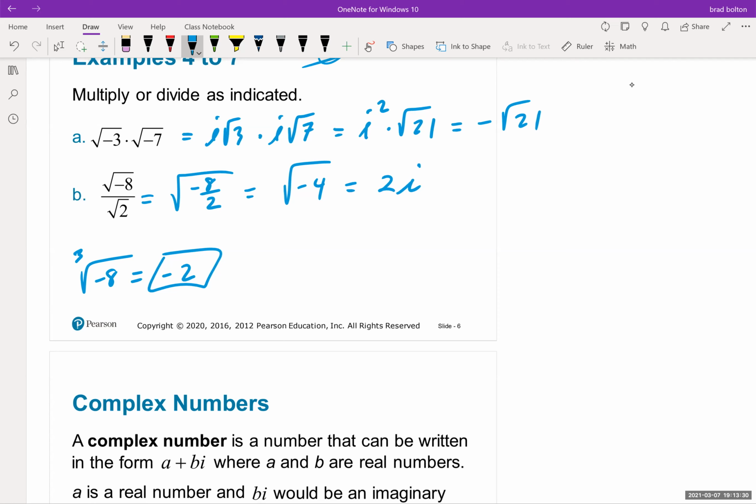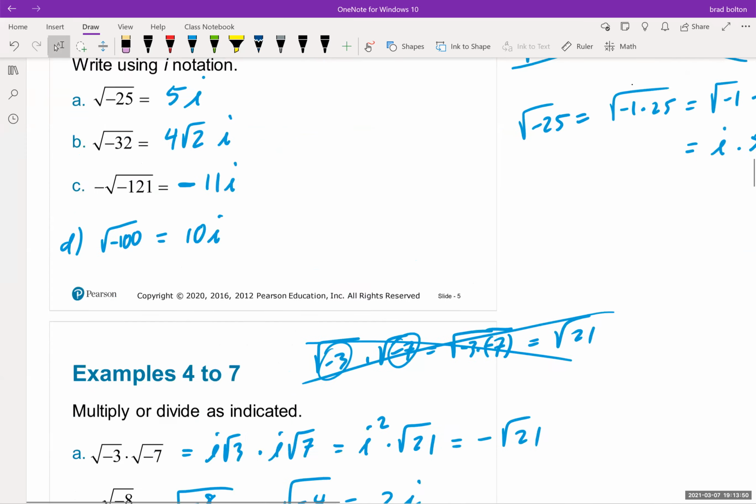Square roots are the most common, but it could be for fourth roots or sixth roots or eighth roots. In general, we stick to square roots for the most part, but it could be anything. But just so you're clear, the negative inside of a radical is fine if it's a cube root, a fifth root, a seventh root. We don't need imaginary numbers to deal with that.